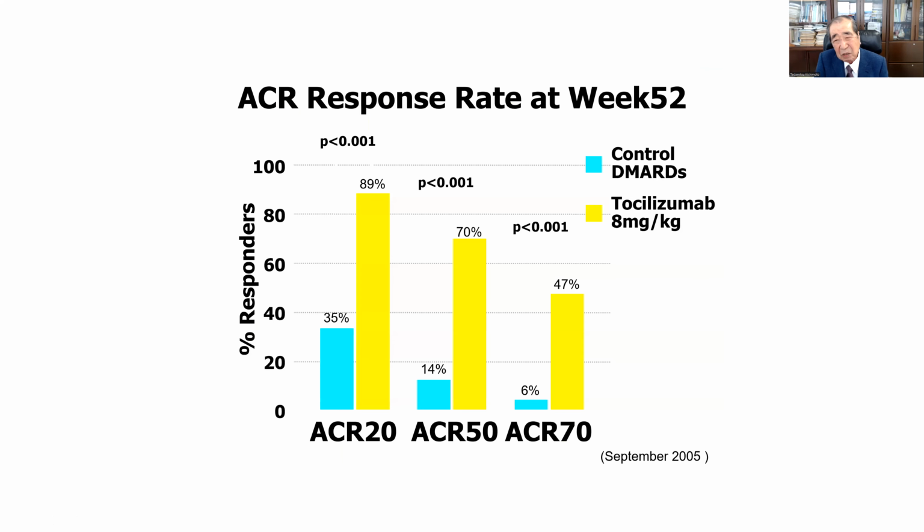So a large-scale international randomized trial has been done with 4,000 rheumatoid patients. And this is the Japanese clinical trial. Yellow color is Actemra, tocilizumab, and blue color is control DMARD. American College of Rheumatology 20% reduction, 50% improvement and 70% improvement, and we can get a significant effect of tocilizumab on rheumatoid arthritis. This clinical trial was completed in 2005.